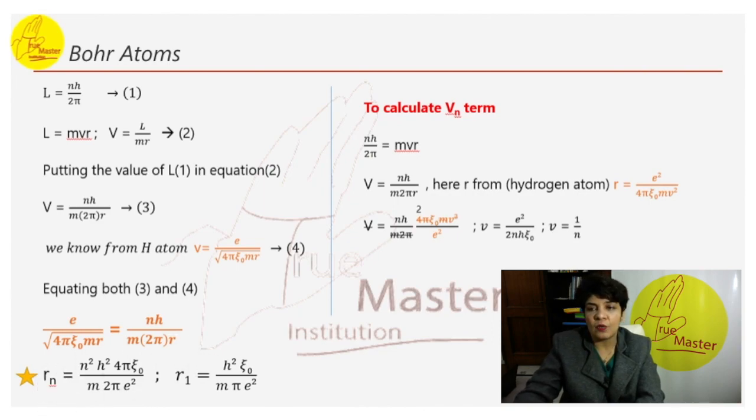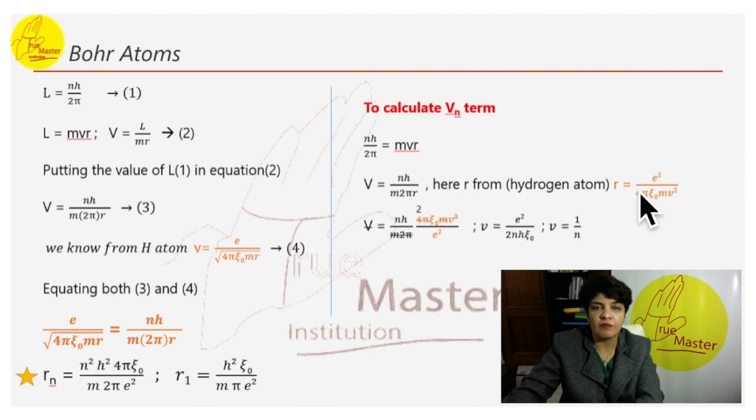If we have to calculate the nth value for v, we know we have got nh by 2 pi is equal to mvr. They both are the formulas for angular momentum. So once we equate these two here, v is equal to nh by m 2 pi r. This is exactly the same here. The step till here is the same. And we substitute the value of r here. We were substituting the value for v here. We are substituting the value of r.